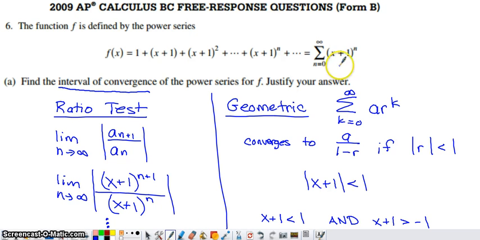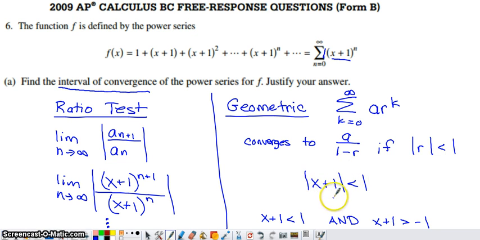The thing that I noticed was that this particular series is geometric in nature. We have a coefficient out here, and then we have a base raised to a power that's represented by the index. So this series fits our geometric series definition, and we know a geometric series is going to converge to a over 1 minus r, where a is the number out in front and r is the base. And it's going to converge to that if the absolute value of r is less than 1. Well, r would be represented by this base right here, just x plus 1. So I am going to go this route rather than the ratio test route, only because this is going to be a lot quicker to get to the end result.